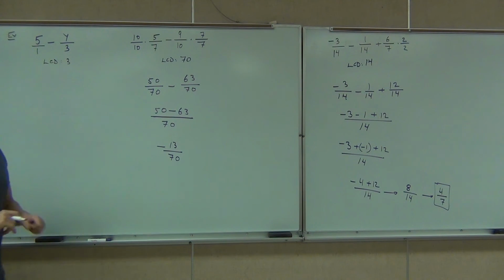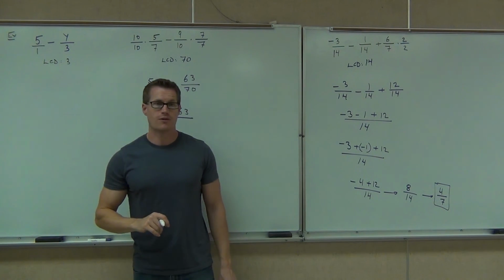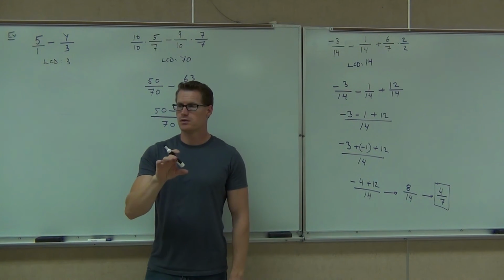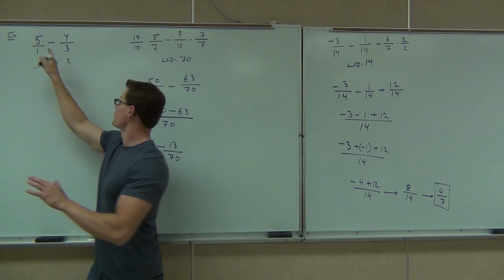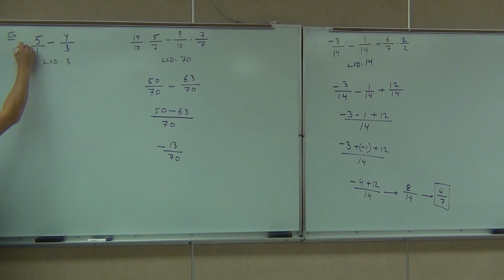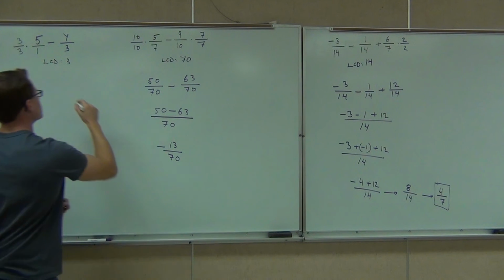Do I need to multiply one fraction or both fractions? Just 1. I've already got the 3 in one spot, right? So I don't need to multiply this one. I've already got the 3. Don't worry about that. I do need to multiply this fraction. What do I need to multiply that by? 3 over 3. First fraction is going to become how much? 15 over 3.